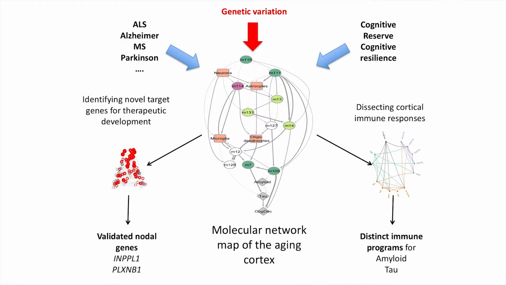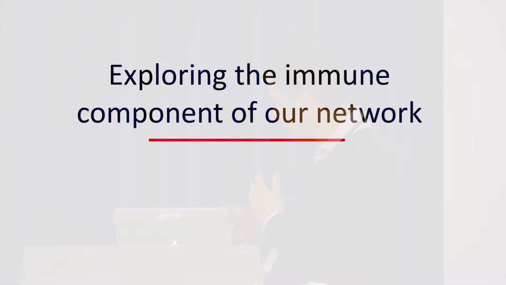We use it really as a framework to begin to explore how different pathologies, for example, begin to alter these networks, and how, to balance this, other factors such as cognitive reserve and resilience may affect this. And of course, genetic variation has a large influence. Today, I'll focus on one thing we did with this network map, which is to begin to explore the role of the immune component of the cortical network map.